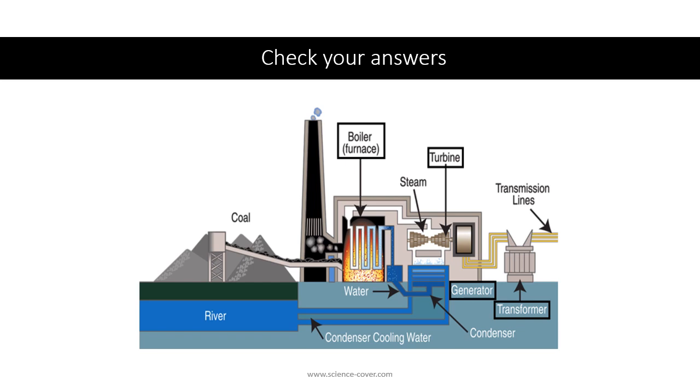First, the coal is burned inside a furnace or a boiler. This will change the water into steam. The steam will spin a turbine. The turbine rotates a magnet inside the generator, and then the transformer increases the voltage. So the missing terms were boiler, turbine, generator, and transformer.